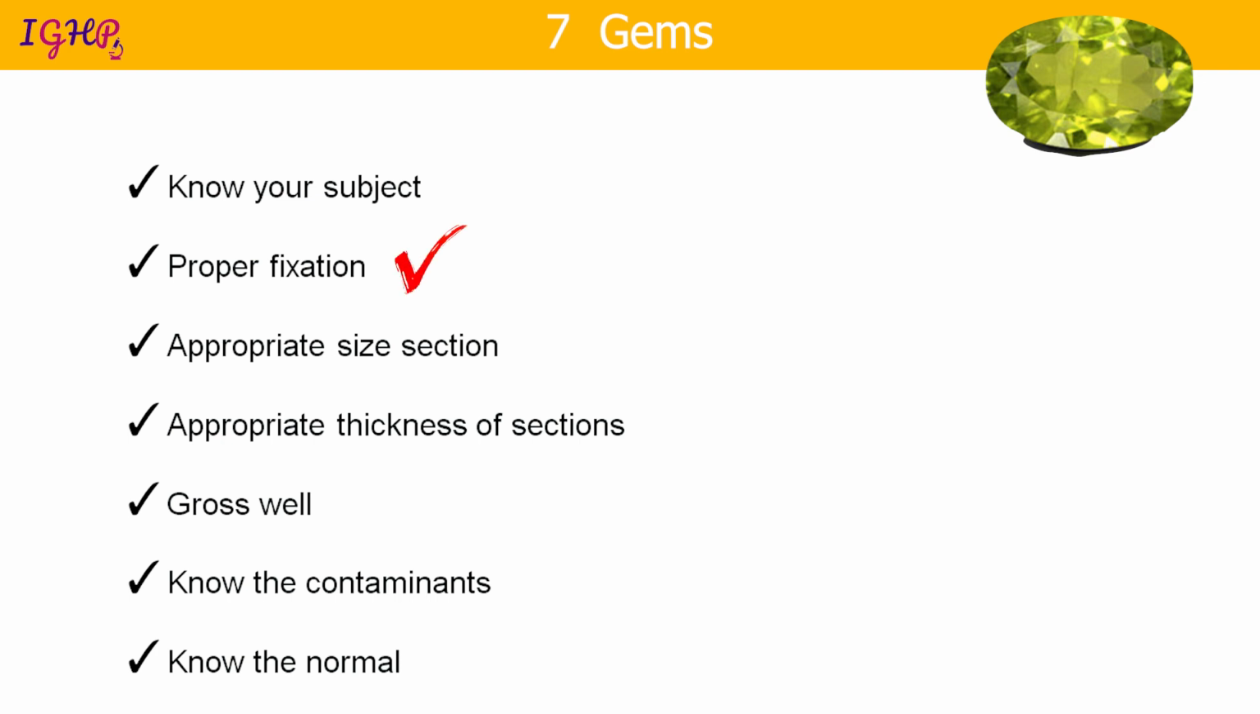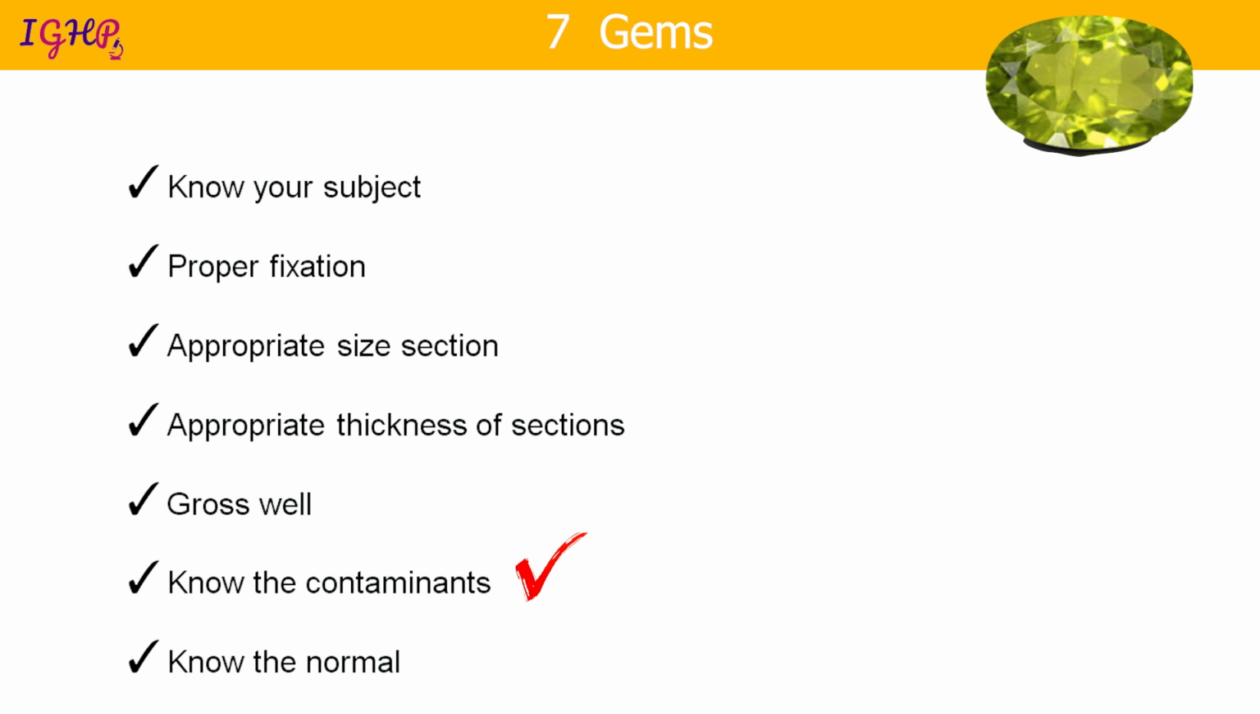So if you are getting an autolyzed specimen, that is not your fault and you can't do much about it. Appropriate size section is very important. So if you are taking very thick sections on your grossing table, then you might end up seeing unfixed tissue and you will miss certain areas. Appropriate thickness again is very important. Gross well, you should ink all the areas, mark the lateral margins, even if they are not tagged, you should be able to identify which is the closest lateral margin and what is the distance, so that at least they get an idea that the tumor is reaching up to the lateral margin or to the base of the resection. Know the contaminants.